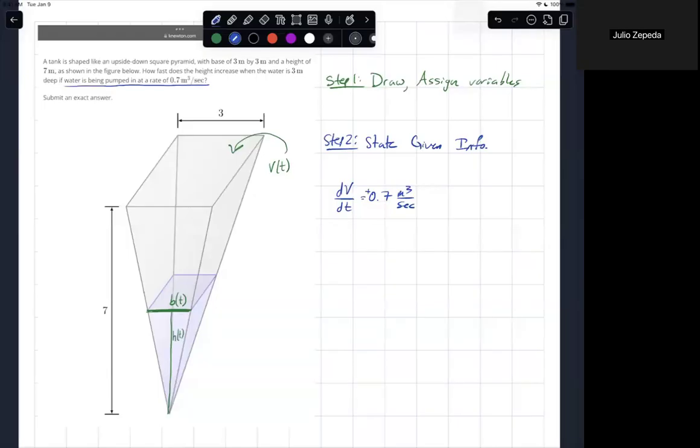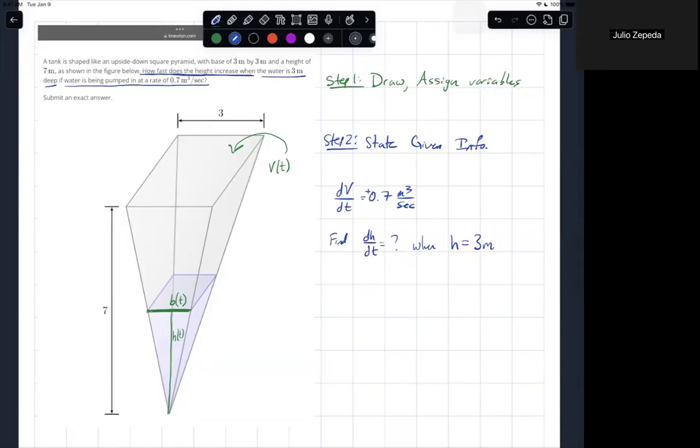How fast does the height increase? So, how fast does the height increase? That is our question. We want to find dH dt when the water is 3 meters deep. So find dH dt when h equals 3 meters. So the height at the moment in question is 3 meters. How fast is the height increasing or changing at that time? Okay, very good.